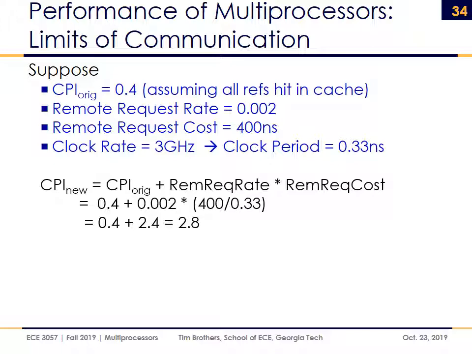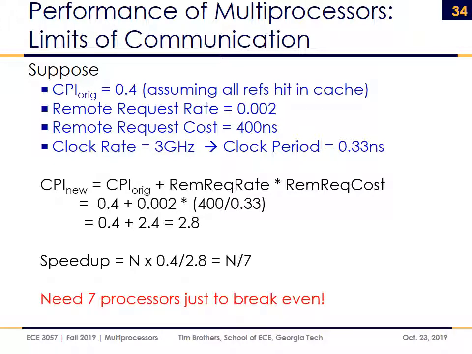We're going to go from a CPI of 0.4, where the request rate is 0.002, but the request cost is 400 nanoseconds. So it's not even that large a time, but it takes a number of clocks.